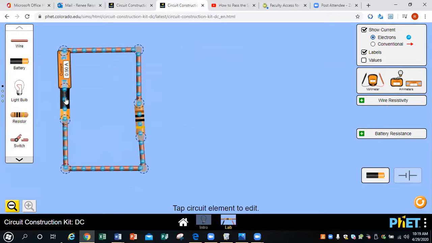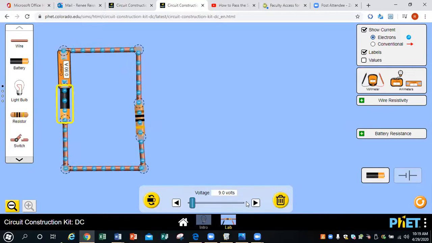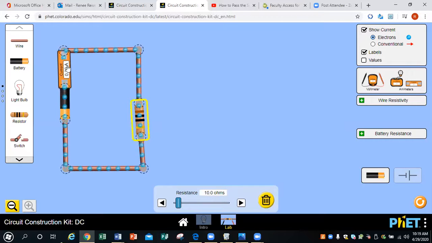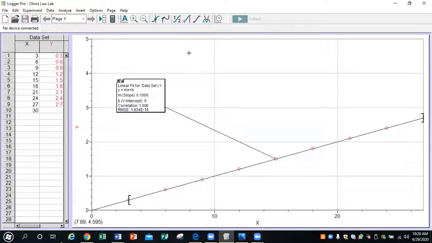All you're doing here is changing the voltage, and I recommended you start with 3 volts. Using 3 volts, how much current is coming out when the resistor has a value of 10 ohms? We know the resistor has a value of 10, so I have a current of 0.3. I recommended that you use Logger Pro. This is the Logger Pro setup.